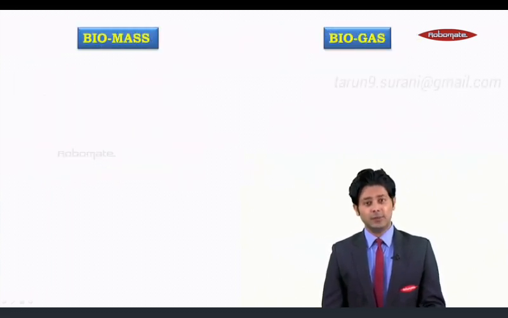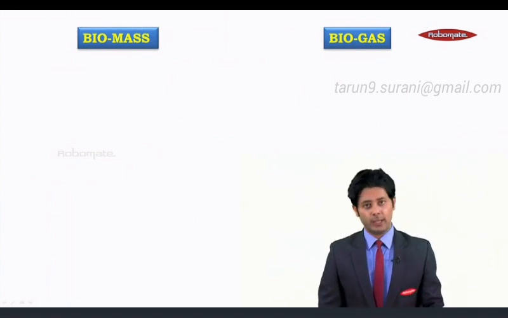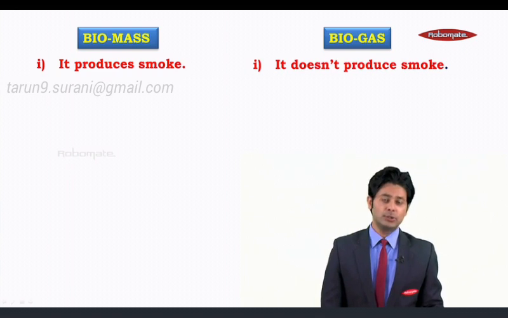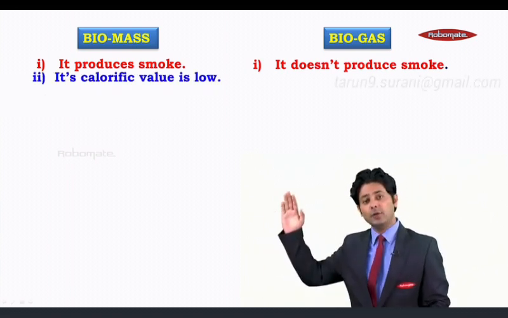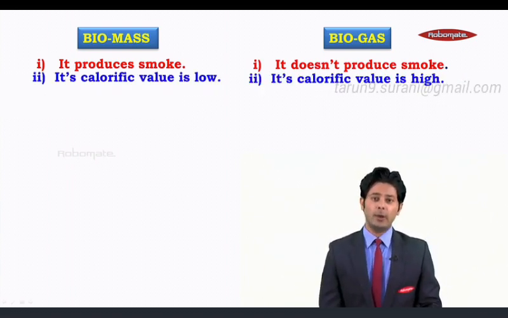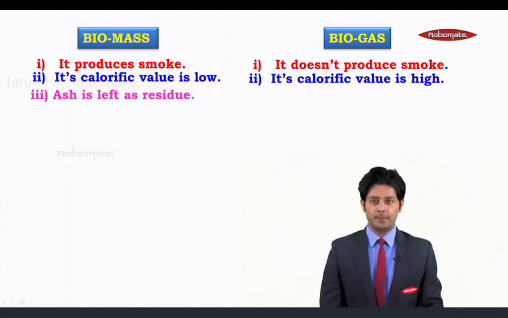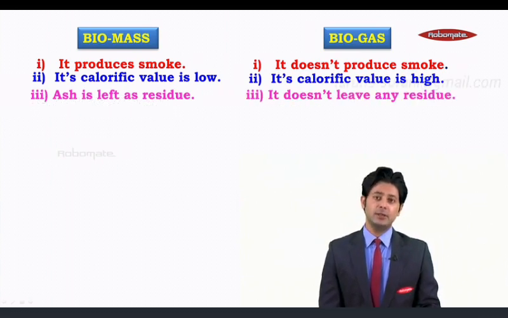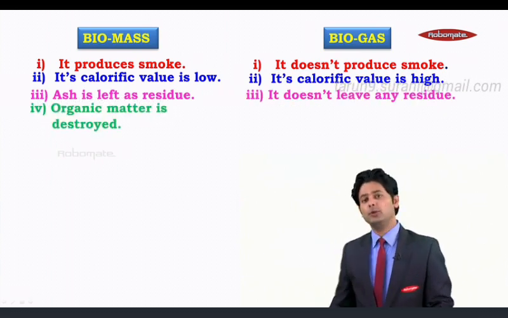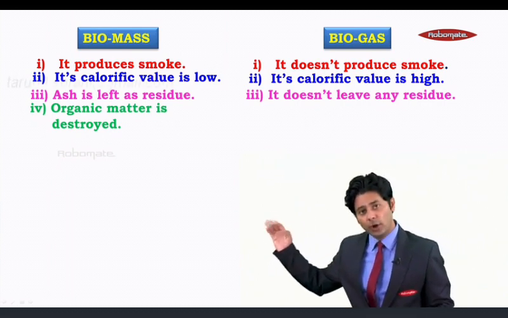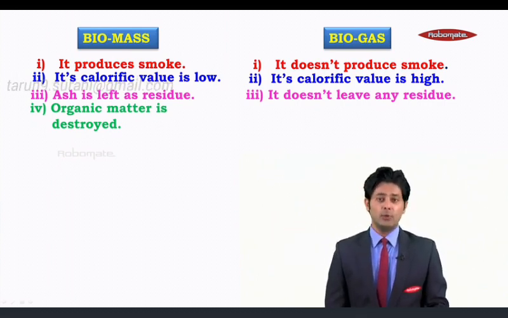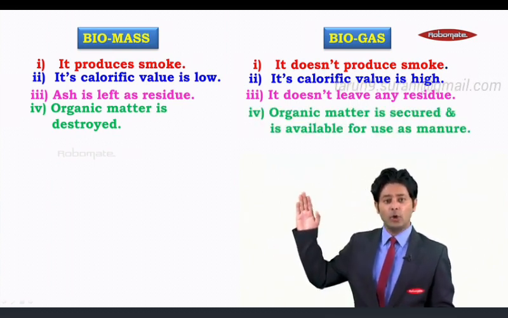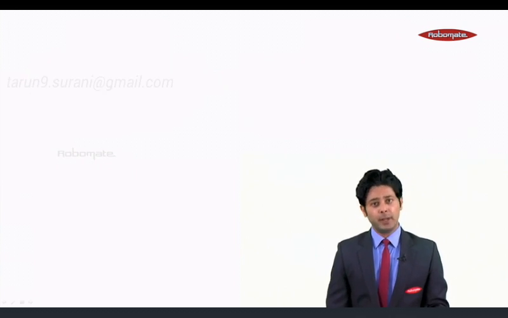Further, let's understand the difference between biomass and biogas. The first point: biomass produces smoke, whereas biogas doesn't produce smoke. Moving to the next point, its calorific value is low, whereas for biogas, the calorific value is high. Ash is left as residue, whereas in case of biogas, it doesn't leave any residue. Next, organic matter is destroyed, whereas in case of biogas, we don't use organic matter directly as fuel, thus the organic matter is secured and is available for use as manure.